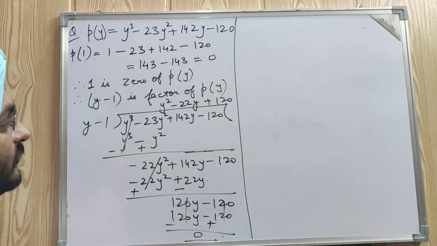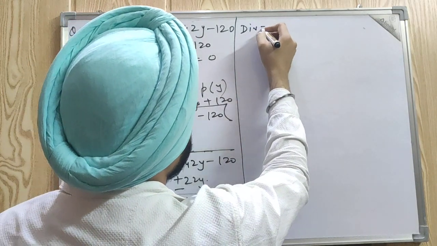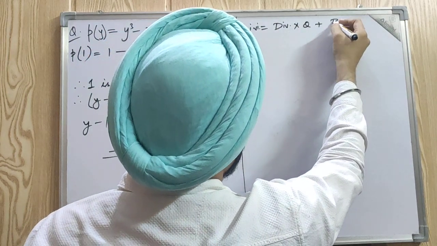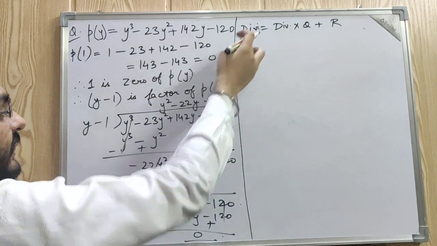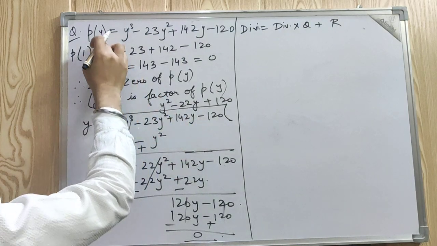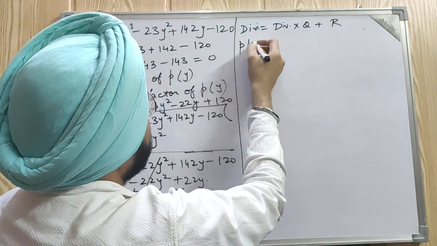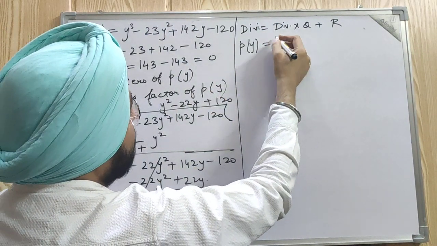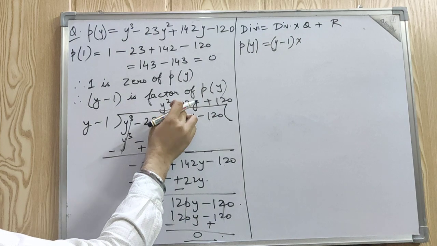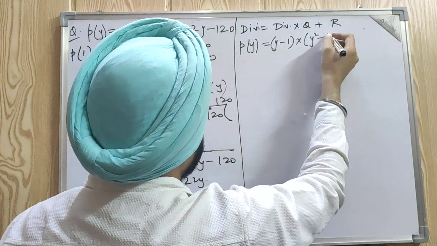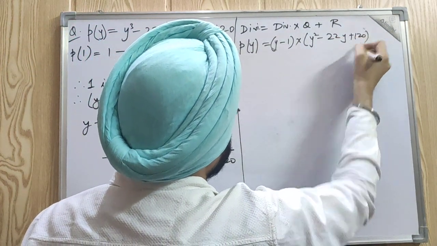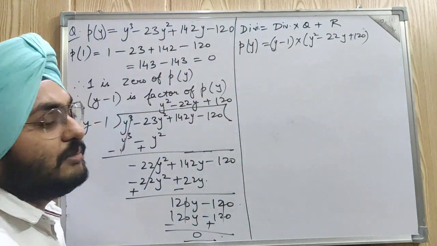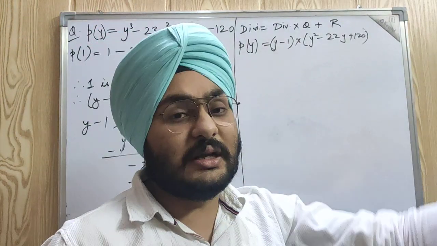So now coming, dividend is equal to divisor into quotient plus remainder. What's the dividend here? This one, and this dividend we have taken as P(y). The divisor by which we are dividing here is y minus 1. And what's the quotient here? The quotient we have found out: y square minus 22y plus 120. And the remainder will be plus 0. If you want, you can write it, but no need, because plus 0, nothing will change.